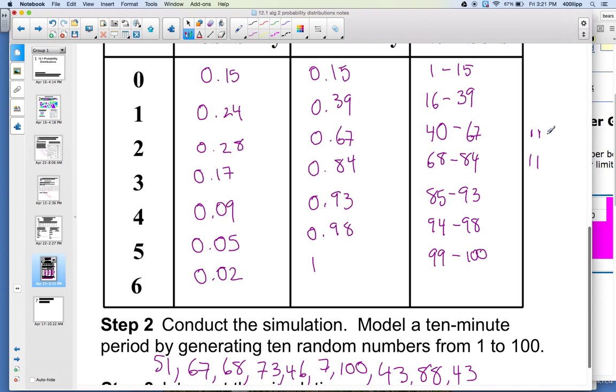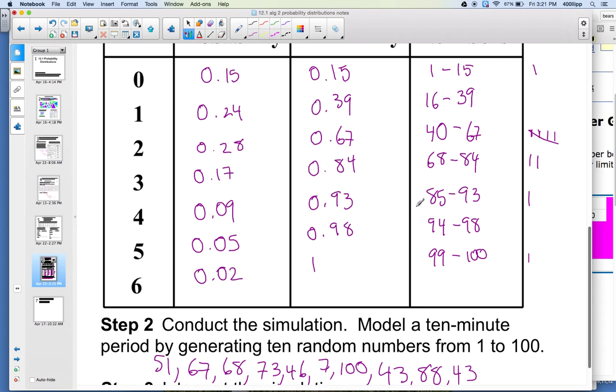46 is in this one. 7, 0 customers. 100 is in this range. 43 right here, 88 is right here, and 43.